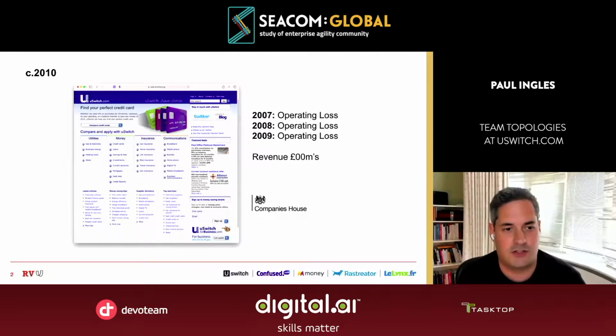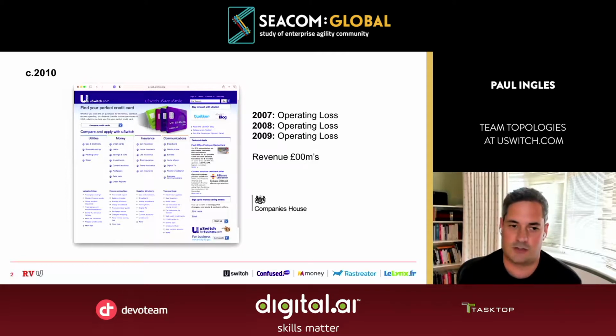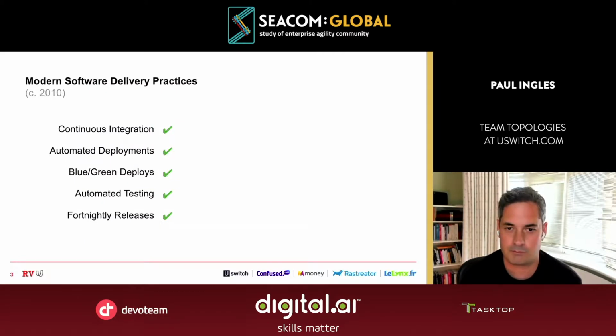This story begins in 2010. So in the 3 years running up to 2010, uSwitch made operating losses averaging about £4 million a year on tens of millions of pounds of revenue. We were not a small business. In 2006, Scripps had paid about £200 million for the company.